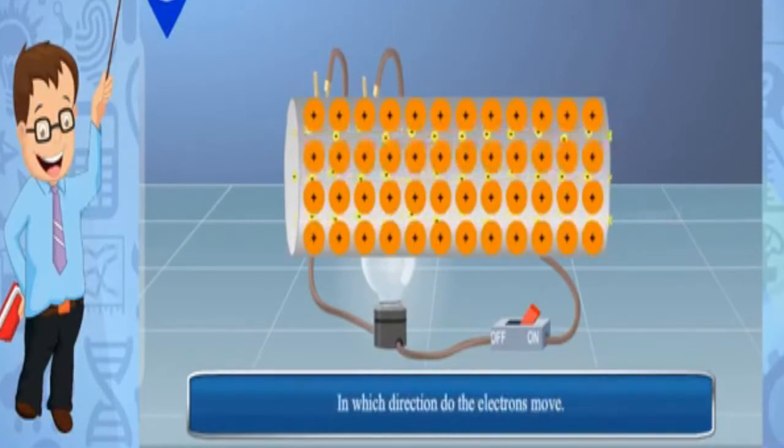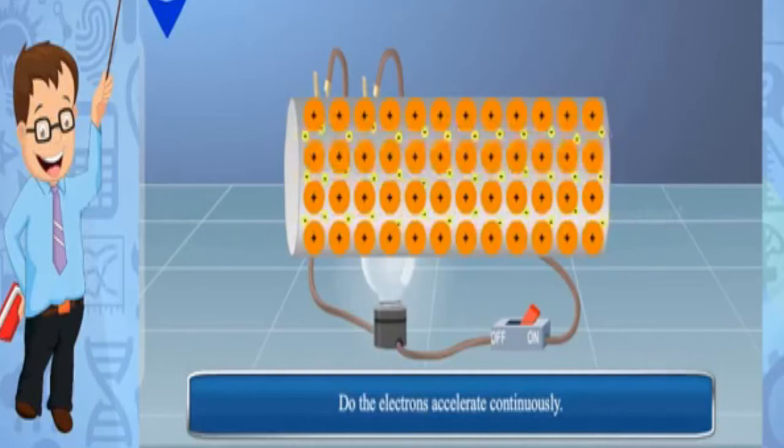In which direction do the electrons move? Do the electrons accelerate continuously? Do they move with a constant speed?